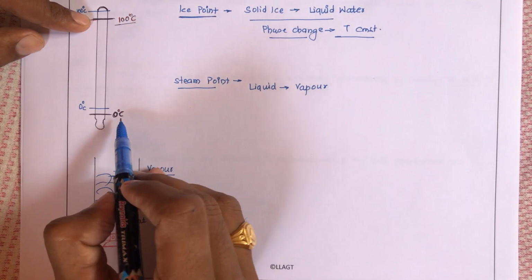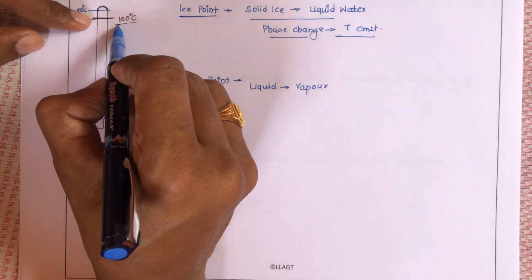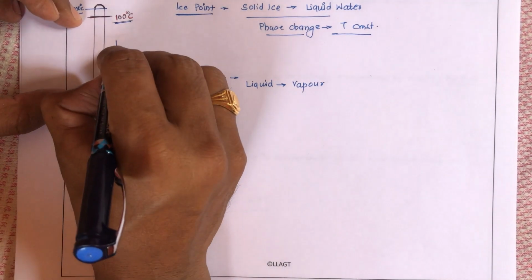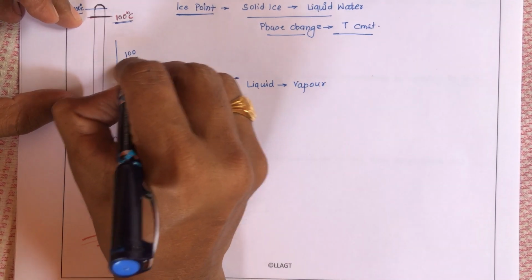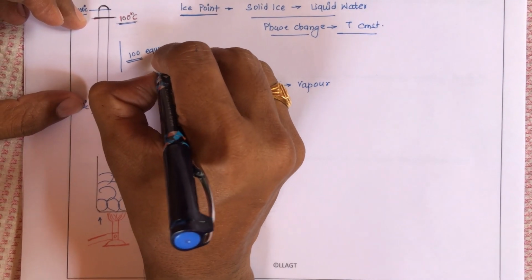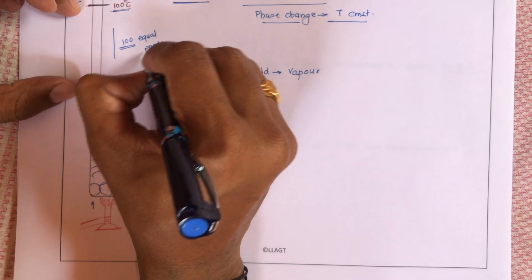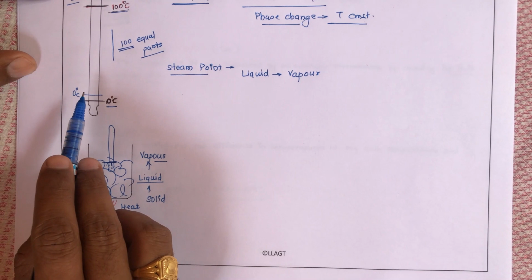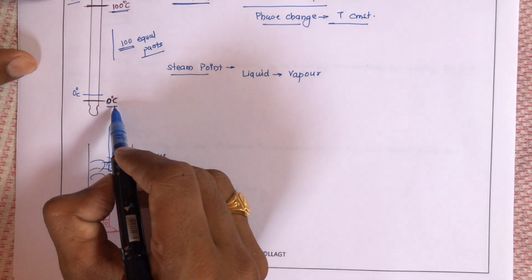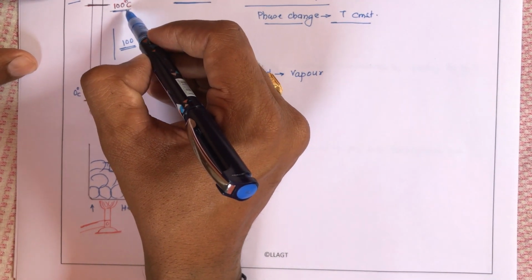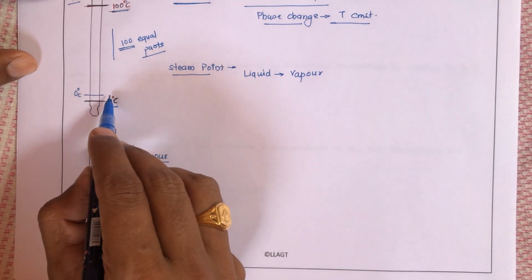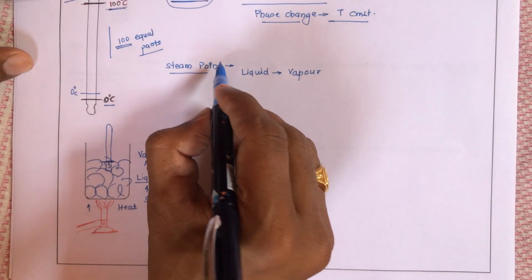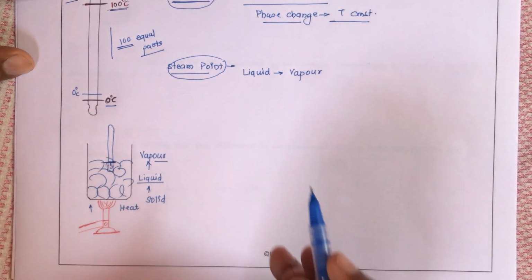Now we have two lines, one line of 0 degrees Celsius and one line of 100 degrees Celsius. The distance between these two lines, what we need to do is divide into 100 equal parts. You might have understood how we are going to plot the scale on the thermometer. First of all, we plot 0 degree Celsius, and after that 100 degree Celsius. The 0 degree Celsius point we have plotted with the help of the ice point, and the 100 degree Celsius point we have plotted with the help of the steam point.